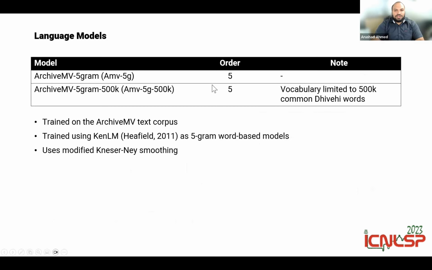Then here are the language models we trained. We trained 2 language models, which were both 5-gram models. For one of the models, there was no restriction during training. And for the other model, we restricted the vocabulary to 500,000 common words. And we used KenLM for training these models.